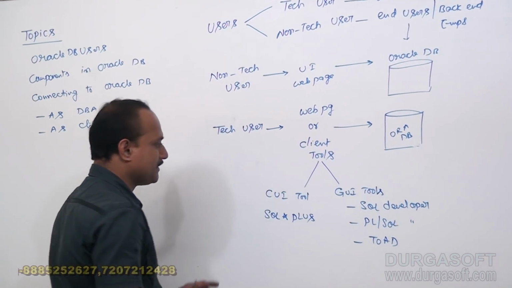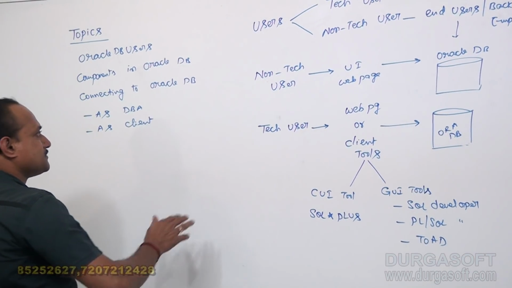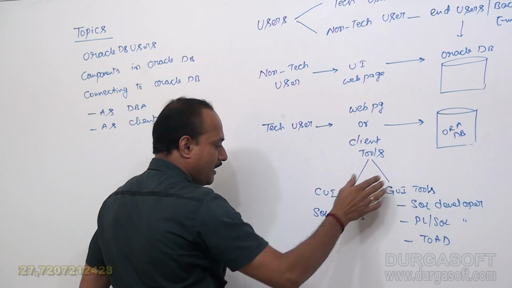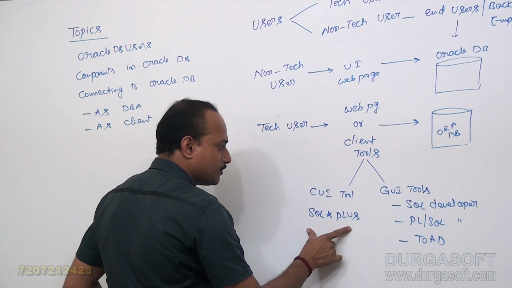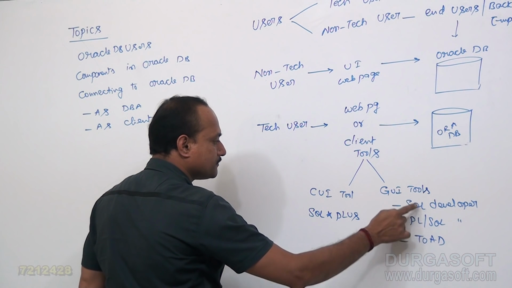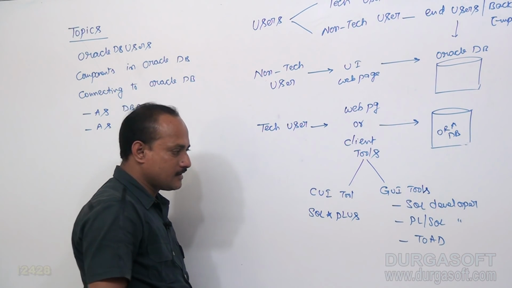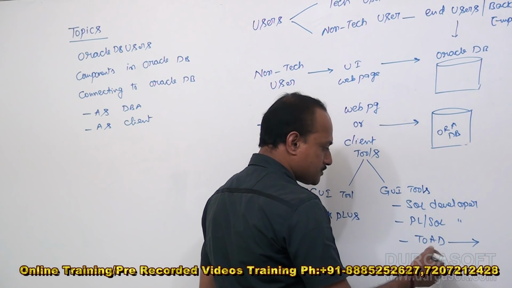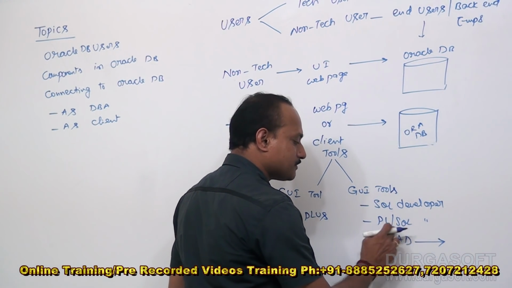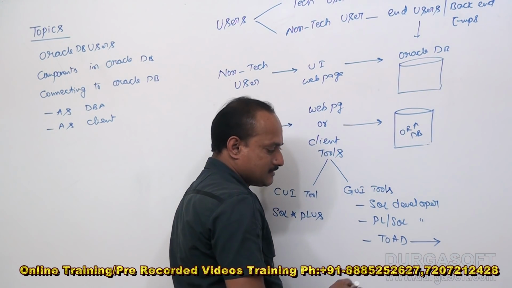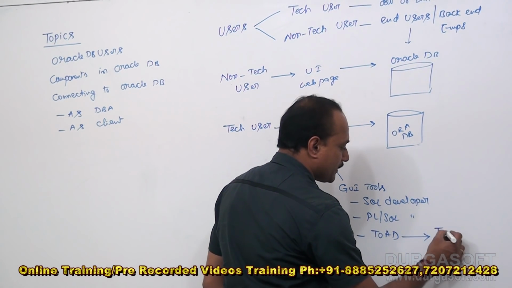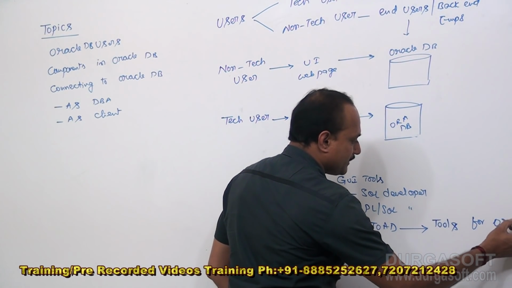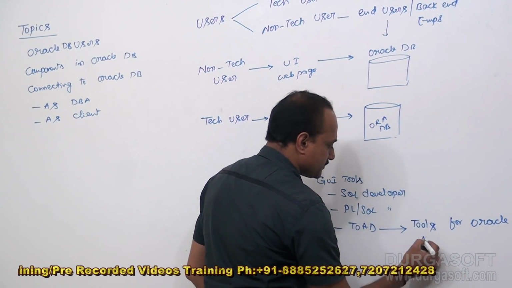So technical users connect to the database either by using the SQL Star Plus window or by using any one of the graphical user interface tools. What is Toad? This is one that most people use in real time. Most people prefer Toad. It is called Tools for Oracle Application Development.